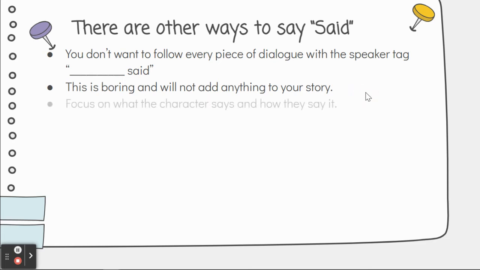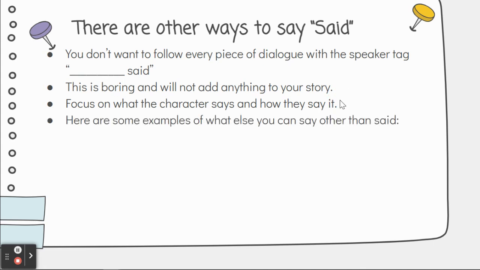This is boring and will not add anything to your story. Focus on what the character says and how they say it. If they're yelling, if they're surprised, if they're asking a question, these are all different ways. So think about what your character actually says, and then make sure your speaker tag matches that. Now, can you say said once in a while?